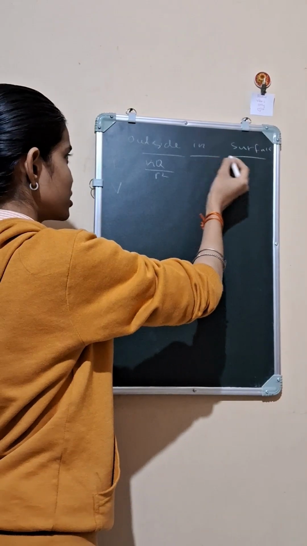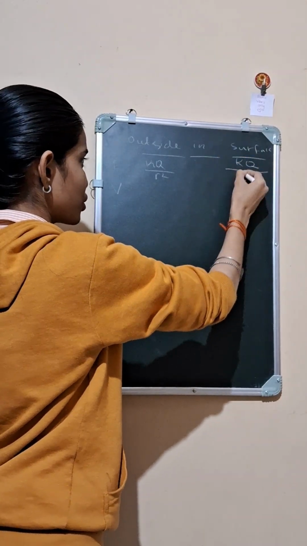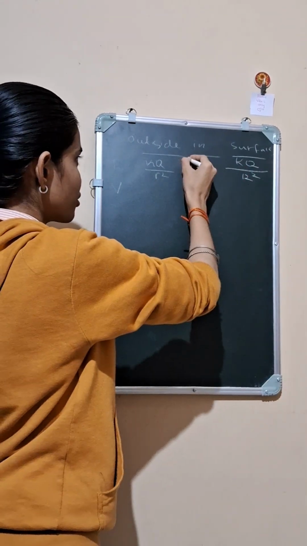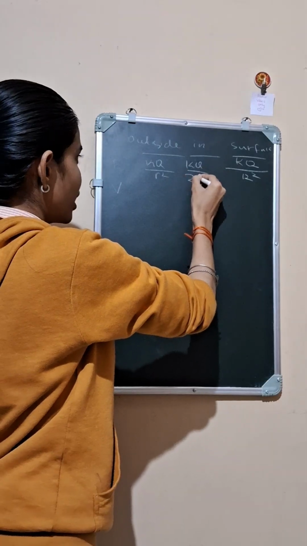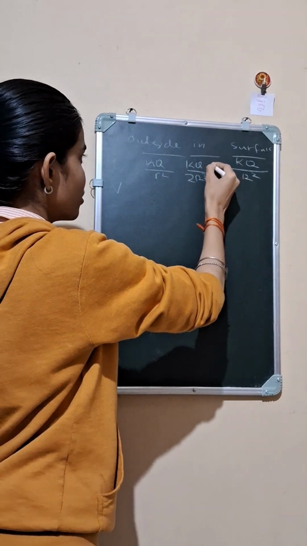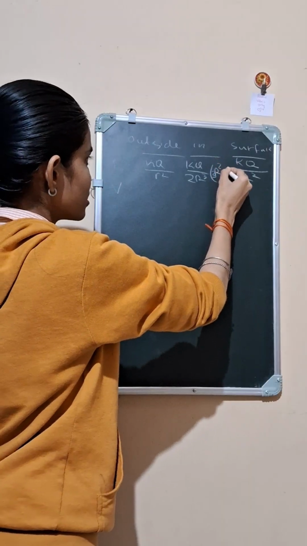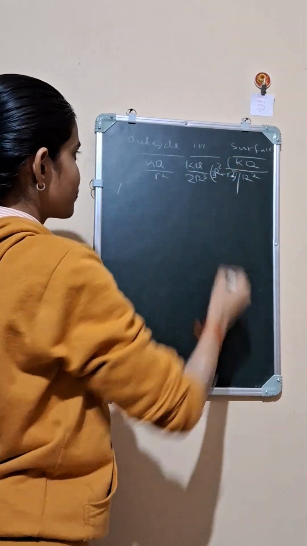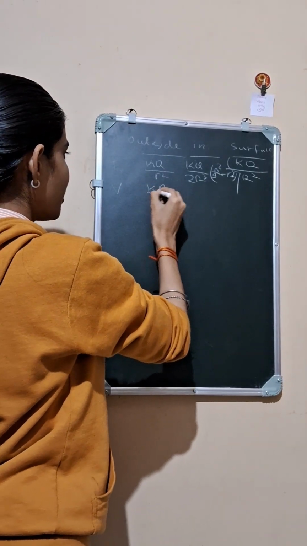For a point on the surface, it will be equal to kq by capital R square, because small r will be equal to capital R, and for a point inside it will be equal to kq by 2R cube, whole into 3R square minus small r square, and its potential will be kq by r.